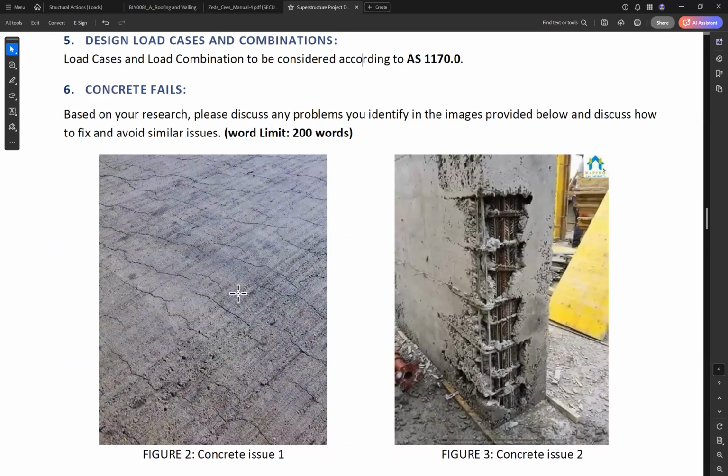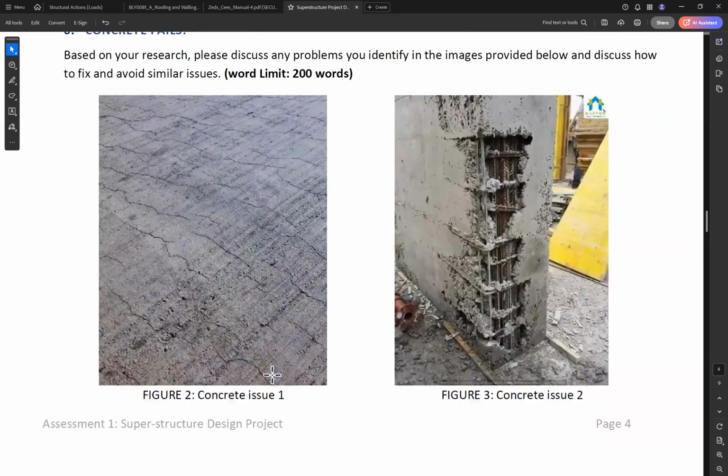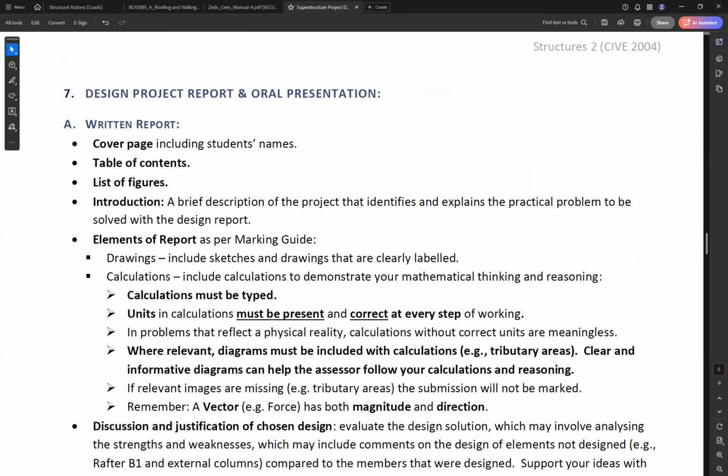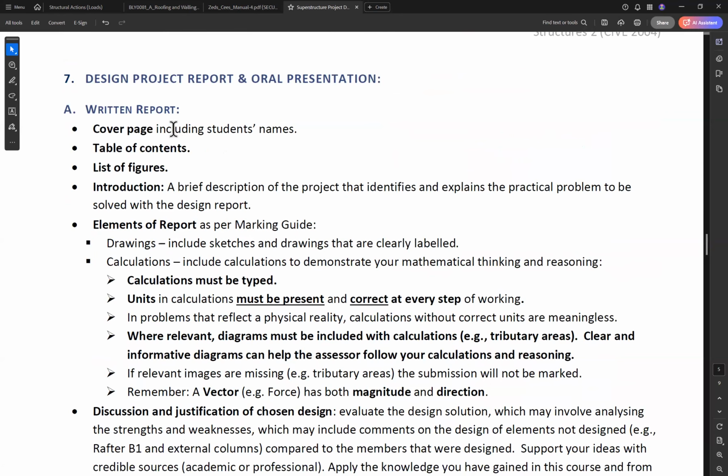Concrete fails. So we have two images about concrete. You can just tell us what the problem or issue is in this concrete and how to avoid or fix this issue. So this will be related to the lectures you will have in weeks 5 and 6 by Tom Ben. And then we will have here, as you can see, the design, this is the report. So this is the report.